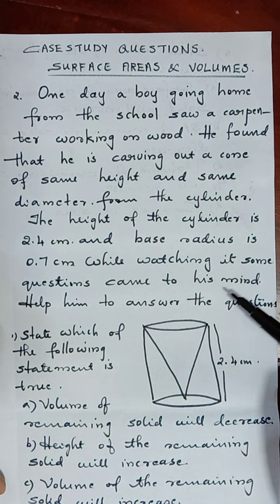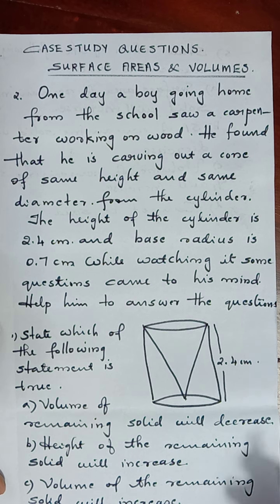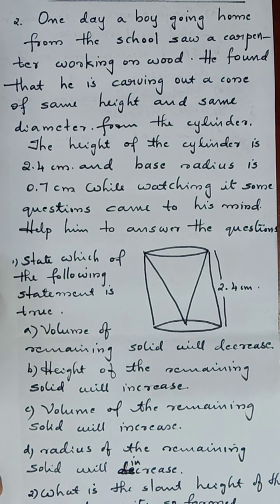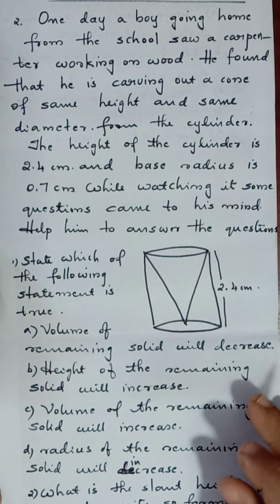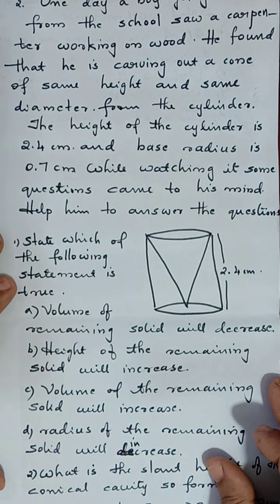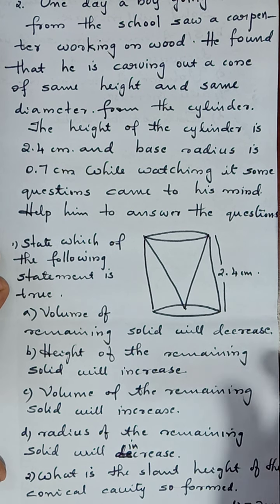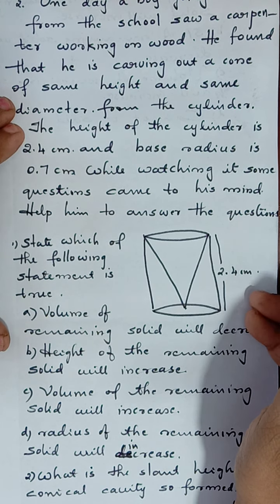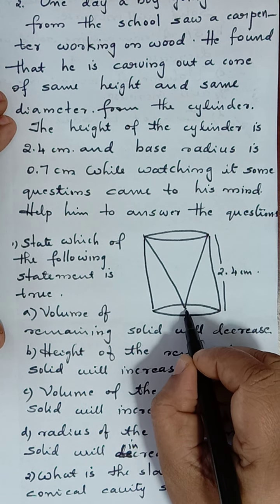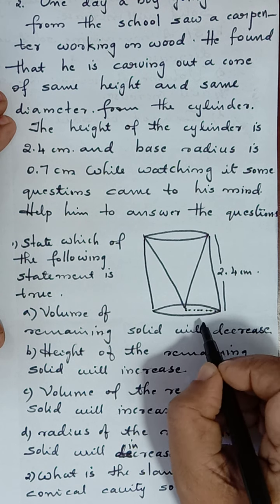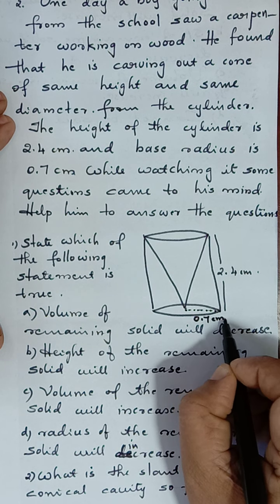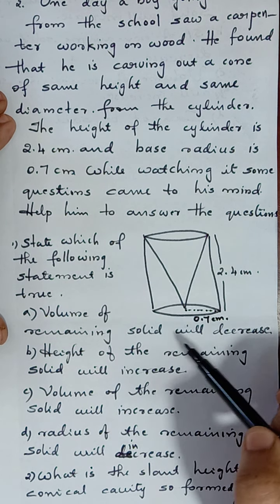While watching it, some questions came to his mind. Help him to answer the question. So questions are very simple. We'll go through. First question. State which of the following statement is correct or true. Which of the following statement is true? You can watch the figure once more. We have height of the cone as well as of cylinder 2.4 centimeter. And its radius is from the center to the end, it is 0.7 centimeter. Which of the statement is true?